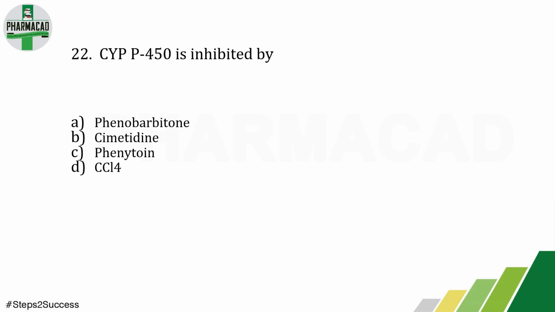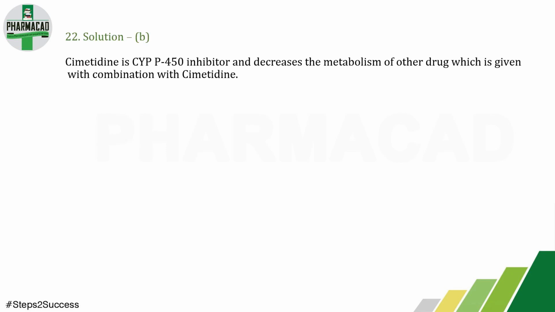Next question, CYP450 is inhibited by. The options include phenobarbital, cimetidine, phenytoin, or CCl4, that is carbon tetrachloride. The correct answer here is option B, that is cimetidine. So cimetidine is a cytochrome P450 inhibitor and it decreases the metabolism of other drugs which are given in combination with cimetidine. Now what do we understand by it decreases the metabolism of other drugs? It means that since cimetidine is a cytochrome P450 inhibitor, our cytochrome P450 will not be formed, and if our enzyme is not there, it will decrease the metabolism of other drugs which would be given in combination with the cimetidine.